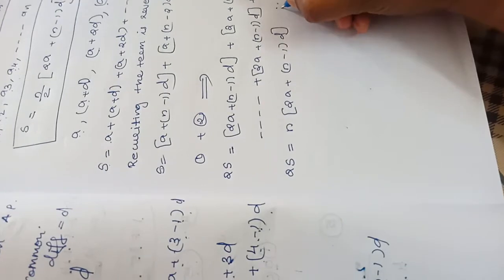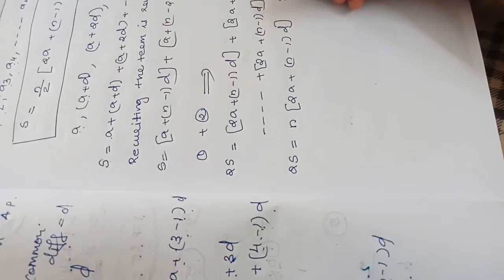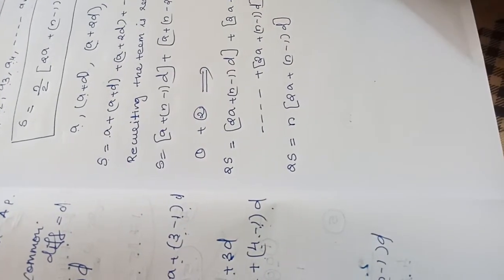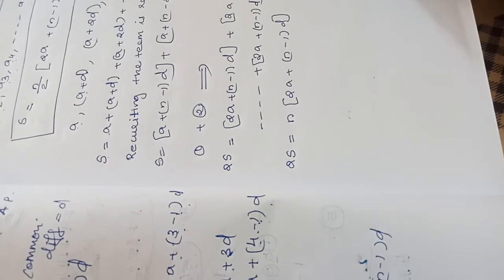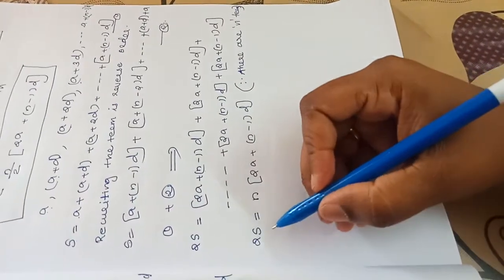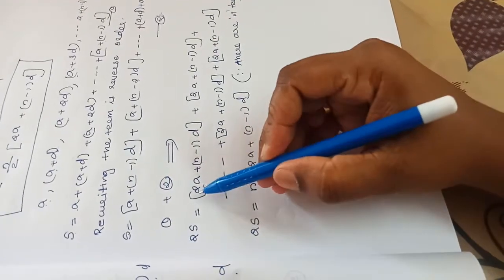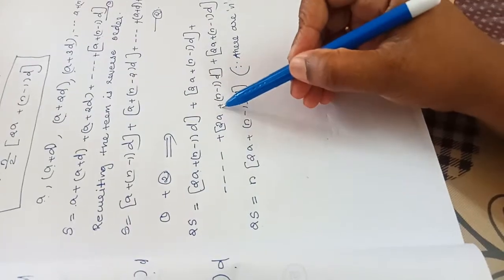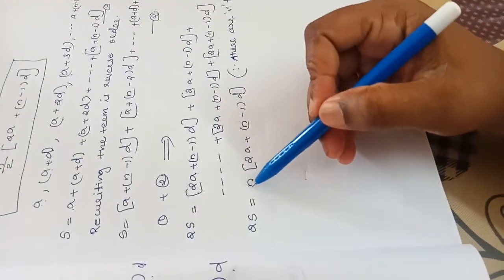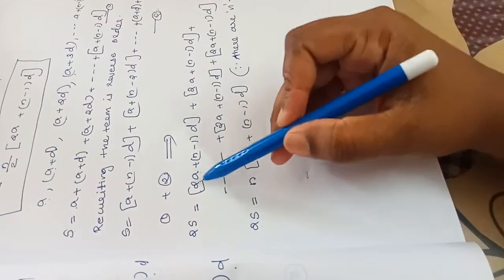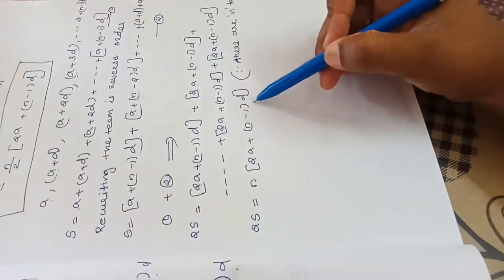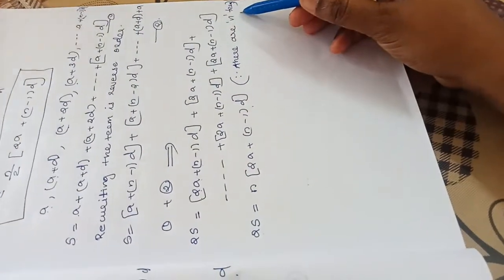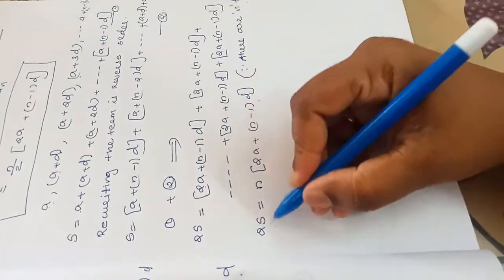I am writing the reason. Since there are n terms, so we can write 2s is equal to n into, this is one term, second term, and n minus 1 term, n term. So n into total number of terms into 2a plus n minus 1 into d, since there are n terms. Okay, so we can write 2s is equal to this one.